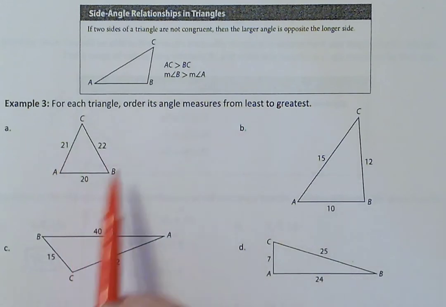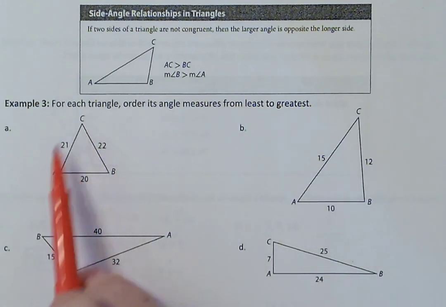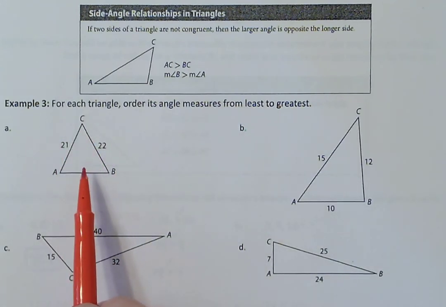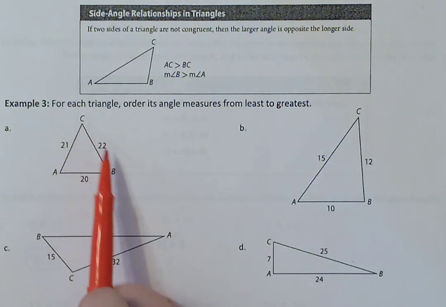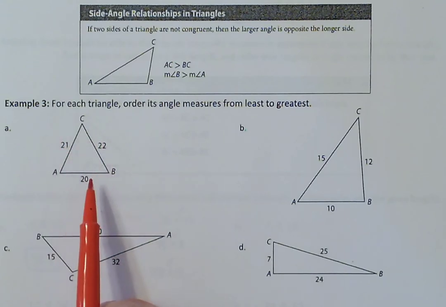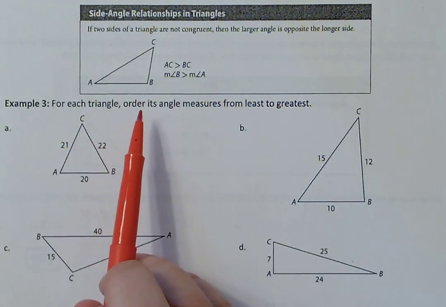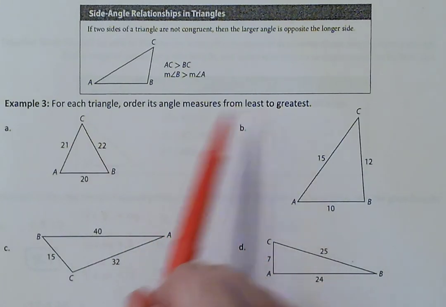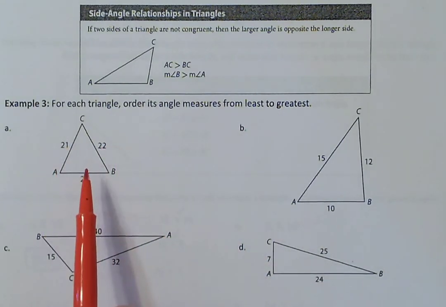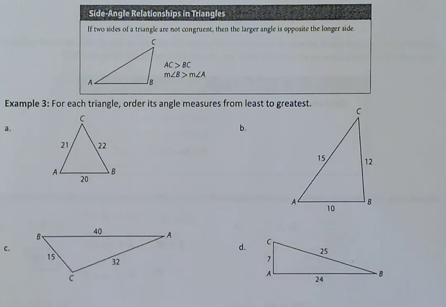Now, if you look at our stuff for example 3, for triangle ABC, they don't tell me anything about the angle measures of A, B, or C. All they do is tell me the side lengths of the triangle. So for example 3, we are going to order the angle measures from least to greatest when all we know is the measure of the side lengths.